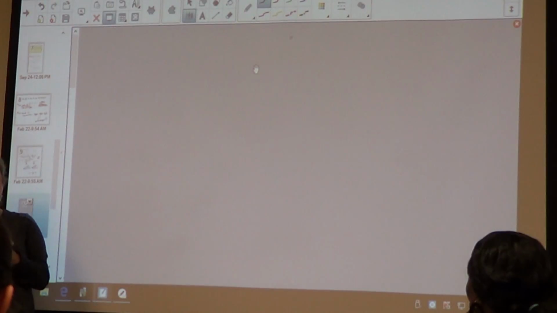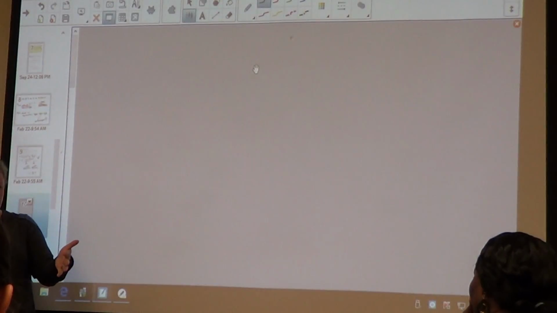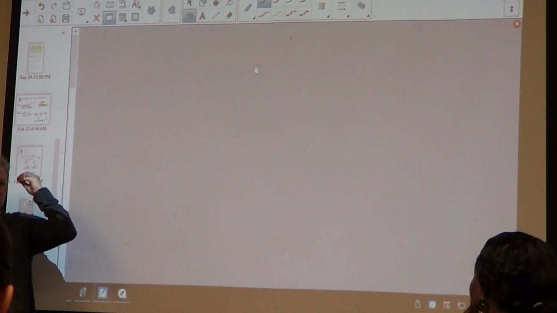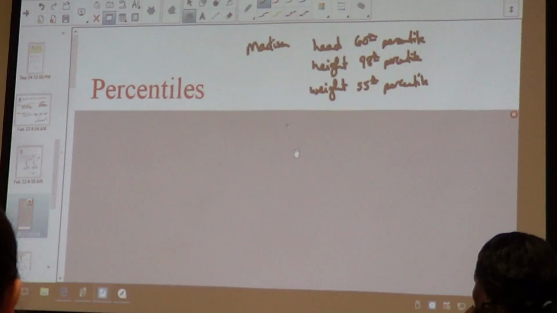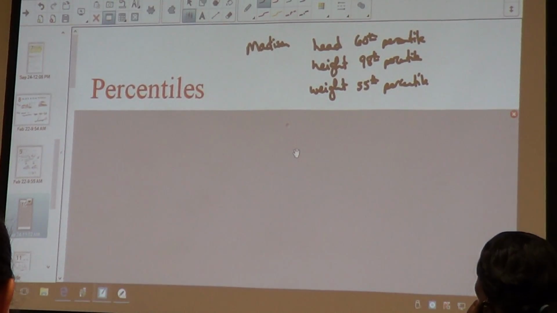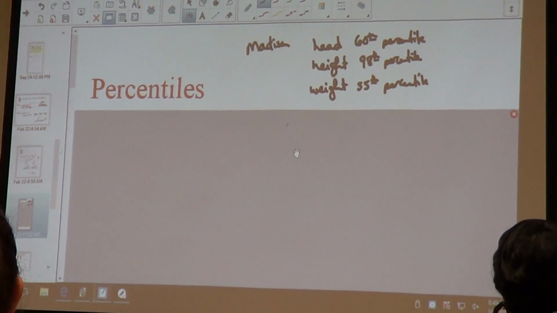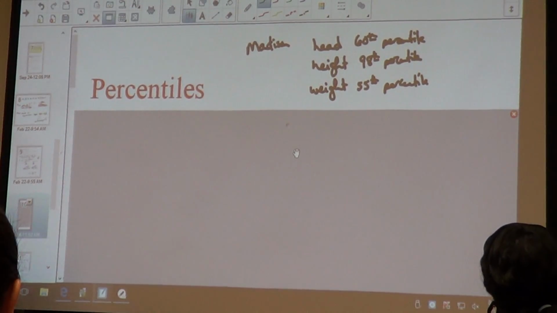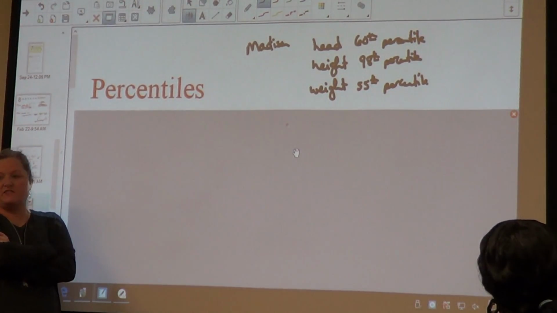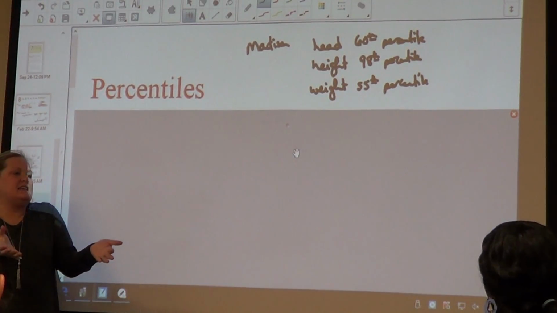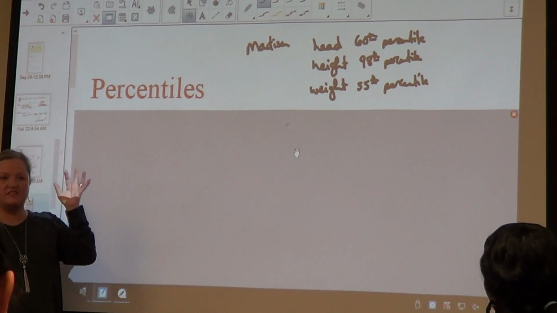Okay? So, real life example, if you ever have kids, you take them to the doctor and they measure their head and their height and their weight and they tell you, oh, they're in this percentile. Now, true life story. I go to the doctor with Madison, and they tell me and my ex-husband, oh, her head is the 60th percentile, her height is the 98th percentile, her weight is the 55th percentile. You know, she's a teeny, newborn baby when they do all these measurements.